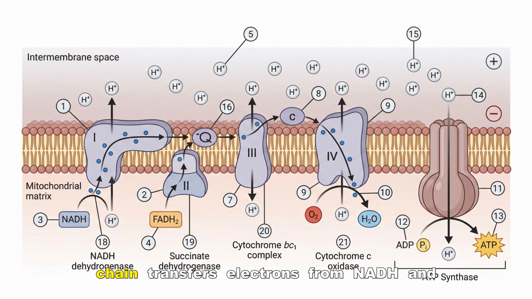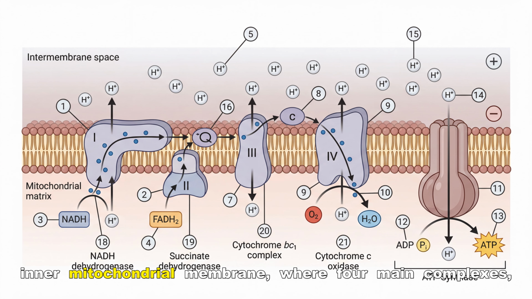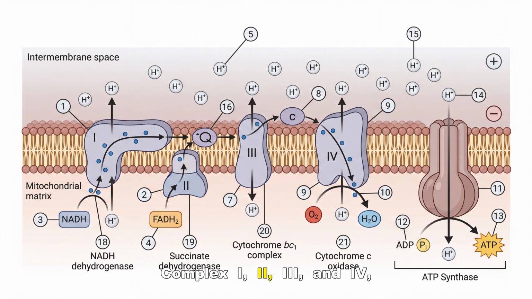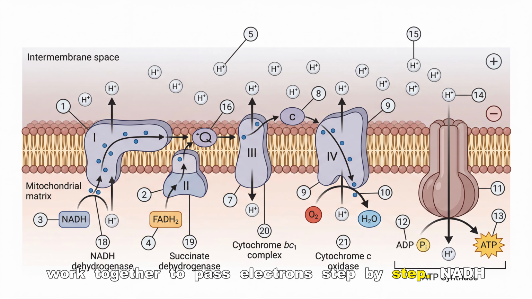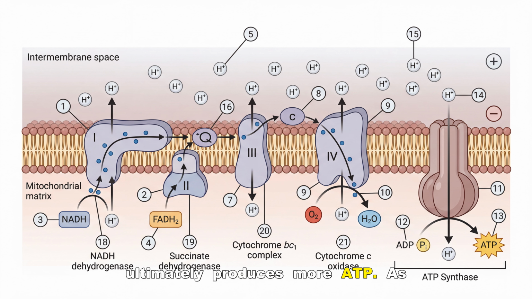The electron transport chain transfers electrons from NADH and FADH2 through protein complexes to oxygen, generating a proton gradient. This process occurs in the inner mitochondrial membrane, where four main complexes, complex 1, 2, 3, and IV, work together to pass electrons step by step. NADH donates electrons to complex 1, while FADH2 donates to complex 2, which is why NADH ultimately produces more ATP.